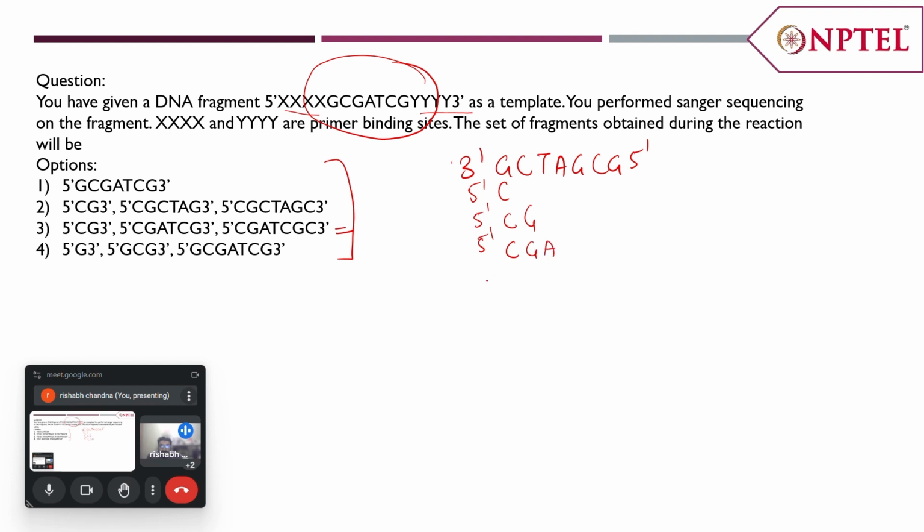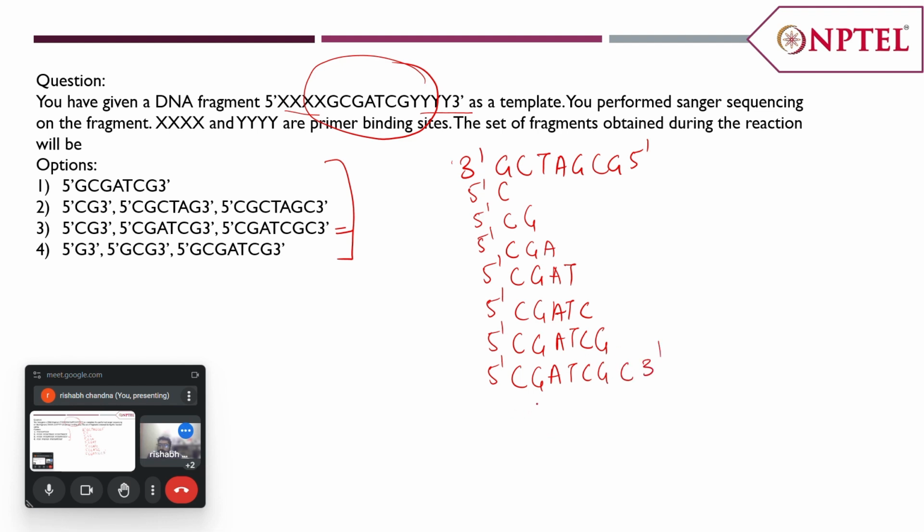Then this one, G again. Okay, so this was the final fragment. So we'll check for the options. So we will have CG. Okay, G would not come first here. So both the first and the fourth options get excluded.